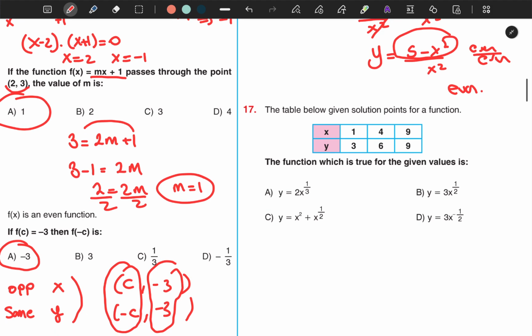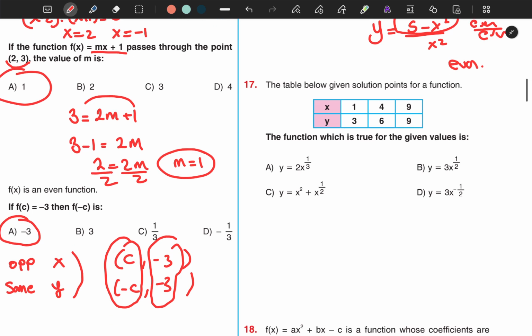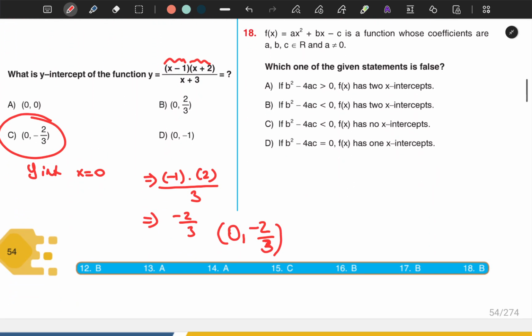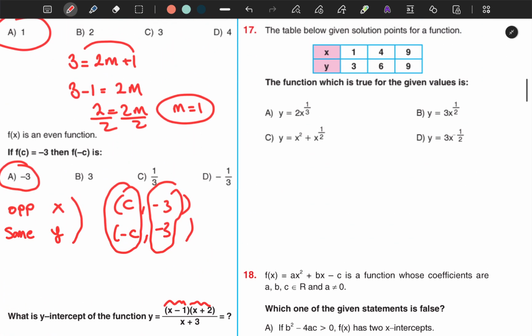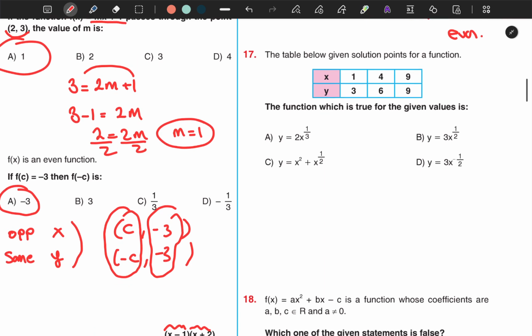The table gives solution points for the function. Which is true for the given values? Well, okay, it is a substitution rule. First of all, let me check the answer, and it is B, because if I check each of them one by one, it will take the rest of the time. B says that 3x to the power of 1 over 2.